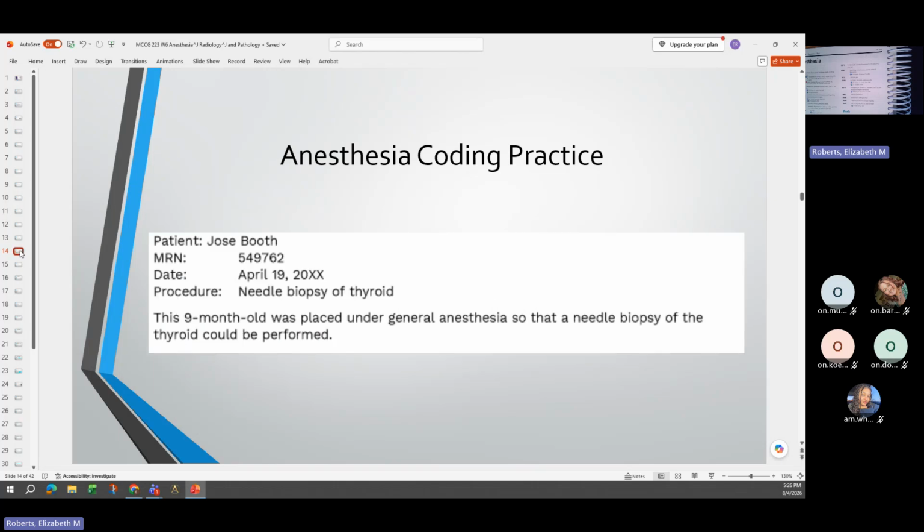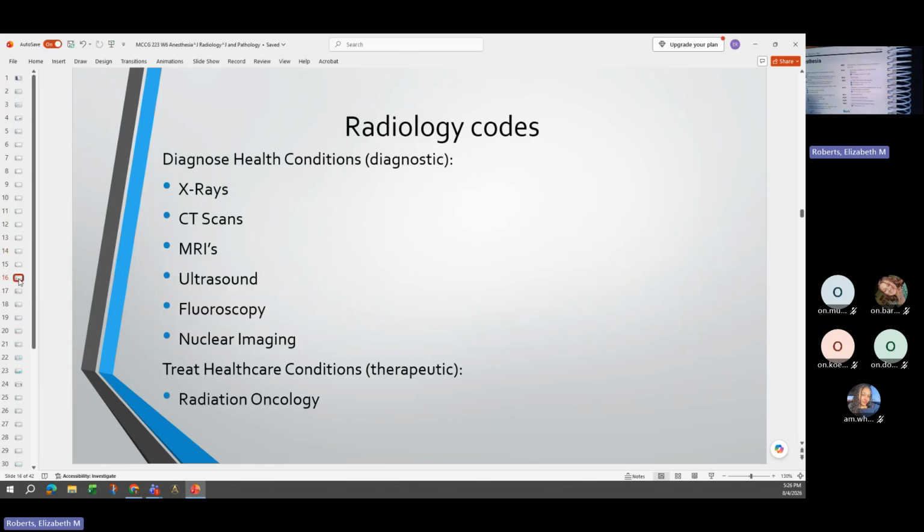Okay, what's next? I have one more, but again, I rambled for about 30 minutes, so I'm going to skip this last one and we're going to move on to radiology. All right. So radiology. Radiology is its own section of the CPT code book. Again, you should have a little tab here that says radiology. It's this red section. It starts on page 521.